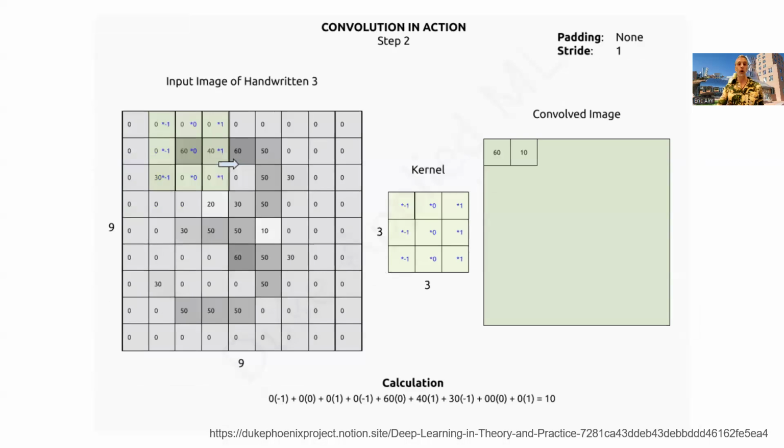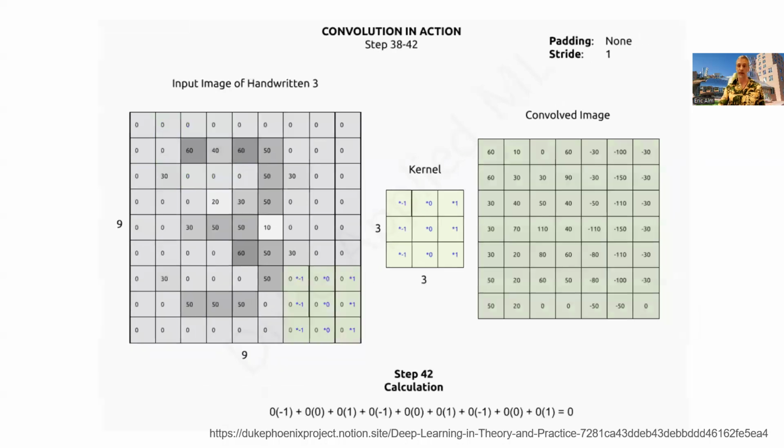If I move it over 1 and do the same math, then I get the number 10. So I'm just going to put that in. And if I just raster across the entire image, then I get this new convolved image, right?